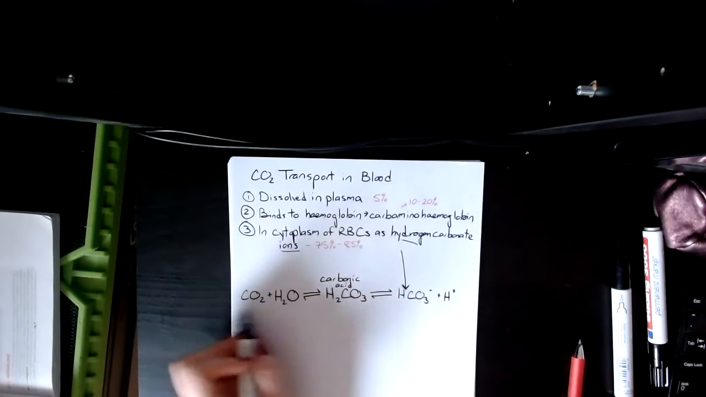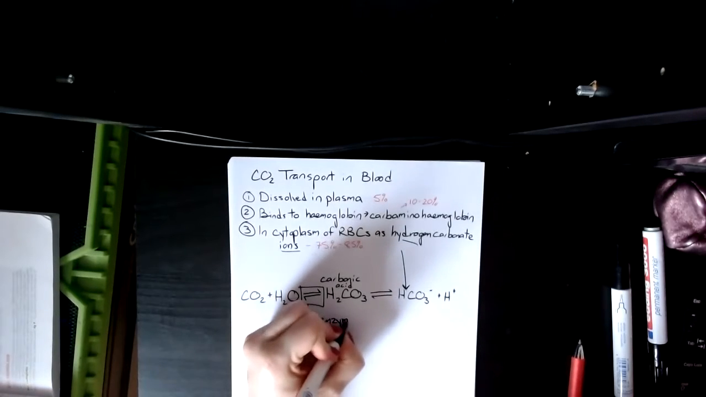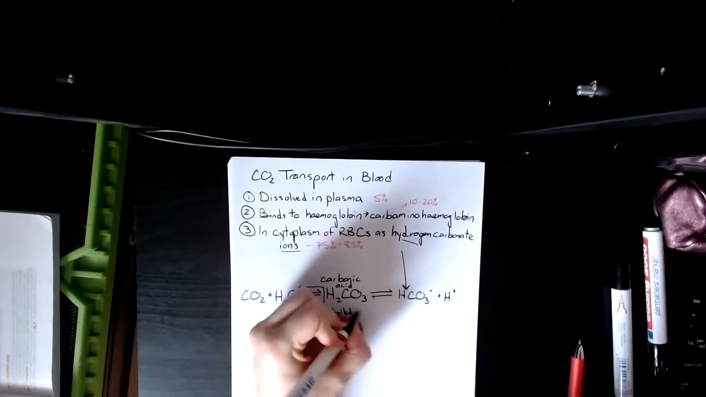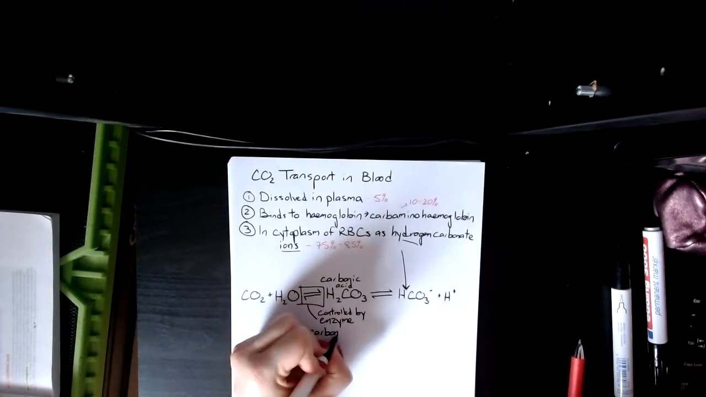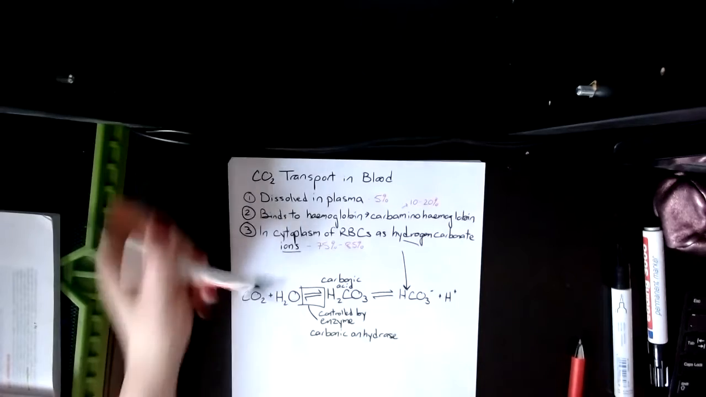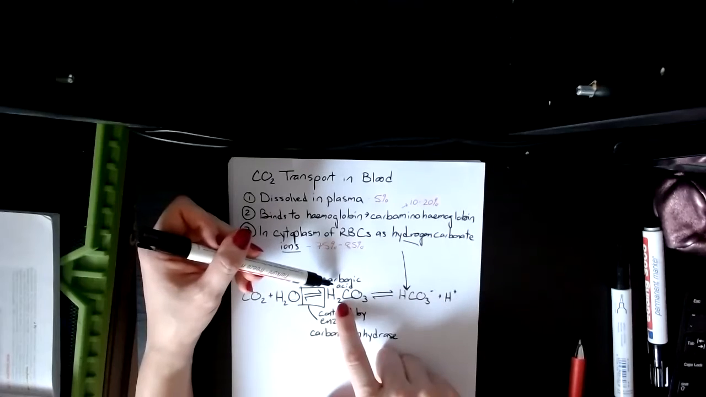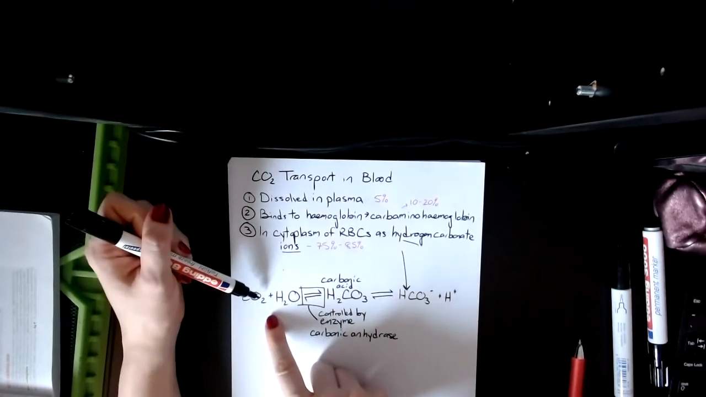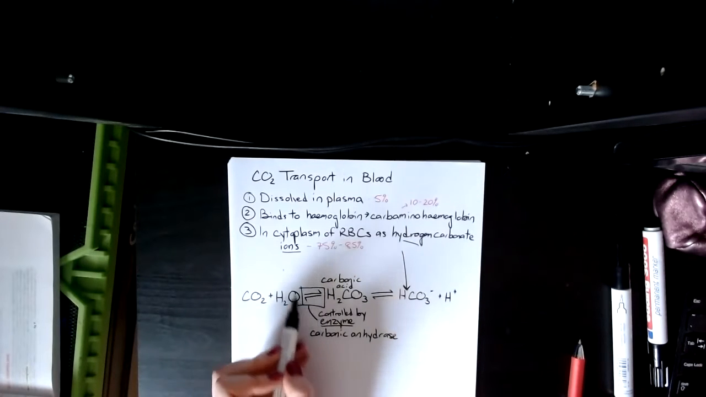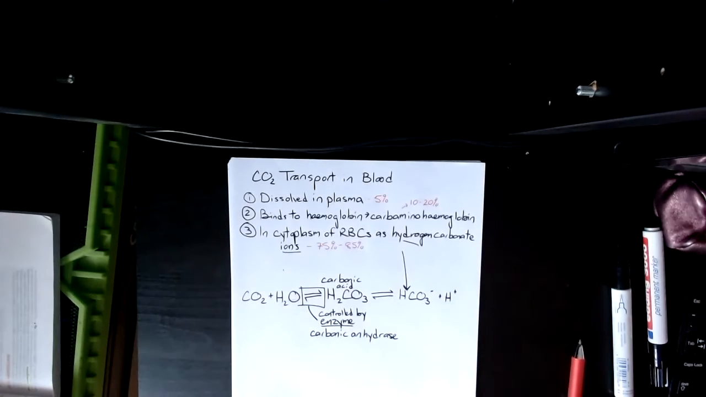So the key thing to control here is this reaction, and this is controlled by an enzyme called carbonic anhydrase. This enzyme controls it in both directions. It can either increase the amount of carbonic acid, or it can take the carbonic acid and turn it back into CO2 and water. By controlling the rate of this reaction and how much carbonic acid is around, you can indirectly control how many hydrogen carbonate ions you have around.